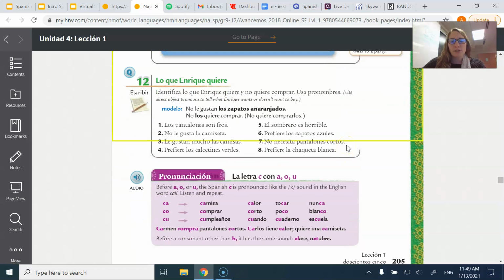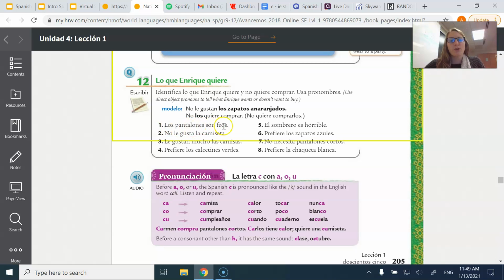Okay, lo que Enrique quiere. Identifica lo que Enrique quiere y no quiere comprar. Usa pronombres. So, tu modelo es, no le gustan los zapatos anaranjados. So, I would say, Enrique no los quiere comprar. Or, since I have my infinitive here, I can put that to the end. No quiere comprarlos.